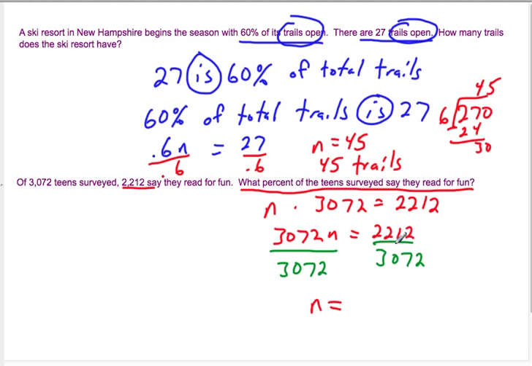Let's try it out. 2,212 divided by 3,072 is 0.72. I'm pretty satisfied with that. Going back now. What percent? So I'm looking for a percent. This is a decimal, so 72%.